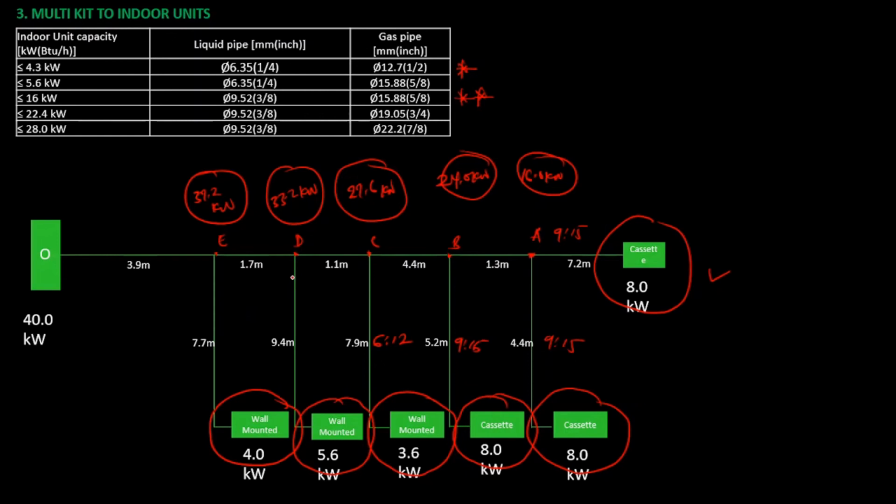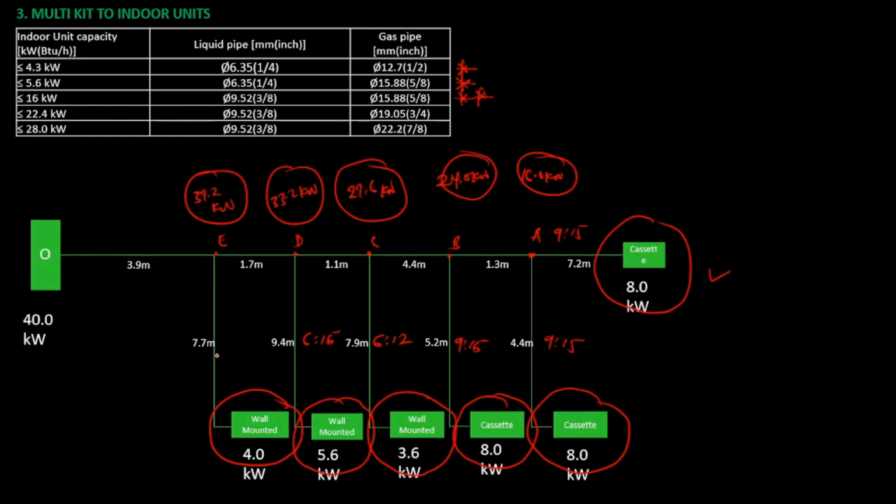For the indoor units connected to branch D, the capacity is 5.6 kilowatts. And 5.6 kilowatts is of course equal to 5.6 kilowatts here. So we're going to use this row. That's 6.35 millimeters on the liquid side and 15.88 millimeters on the gas side. So come here and write 6 and 15.